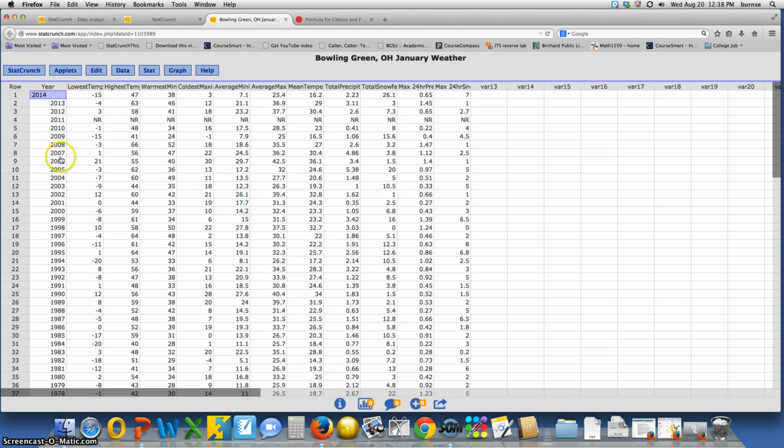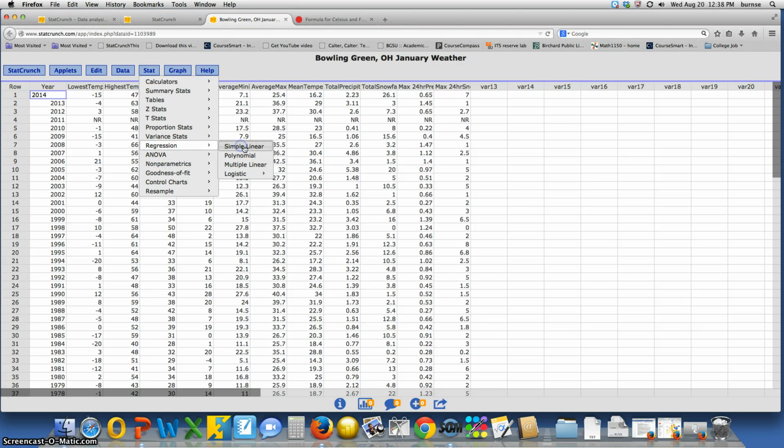Okay, so what we have is for each year, we have the lowest temperature, the highest temperature, the warmest minimum, the coldest maximum. And you'd think that some of these would have some type of an association. Okay, so we're going to go to Stat, choose Regression and then Simple Linear.